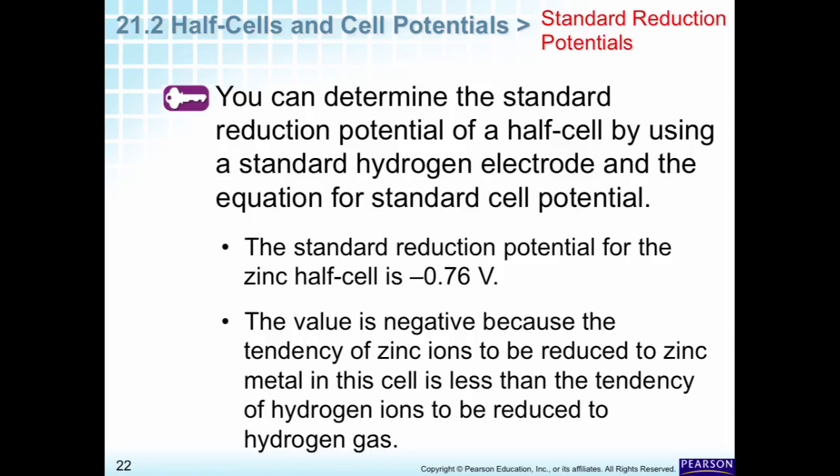So to summarize, the reason we have a negative number is that it shows the tendency of the zinc ions to be reduced to zinc metal in this cell is less than the tendency of hydrogen ions to be reduced to hydrogen gas. So if the standard reduction potential is negative, it means that the one that's more positive is going to be reduced. So it's a little bit different than the activity series.